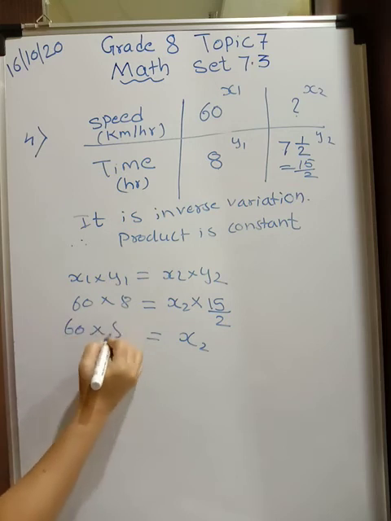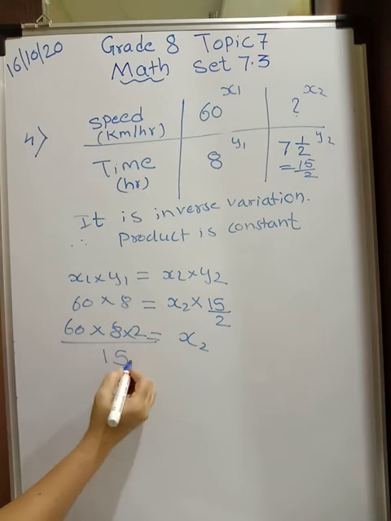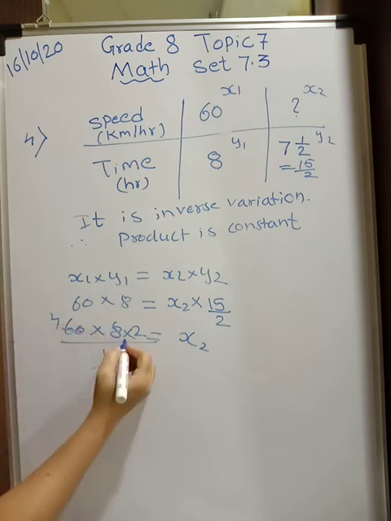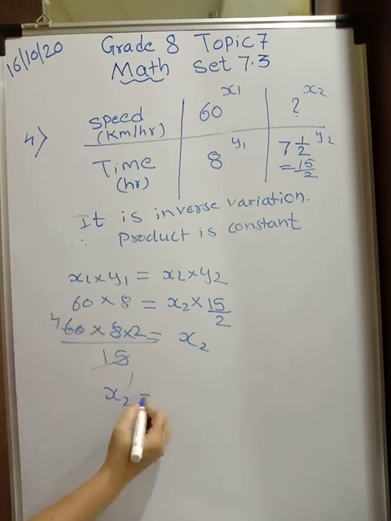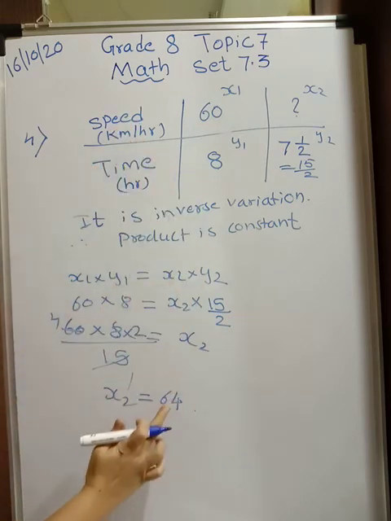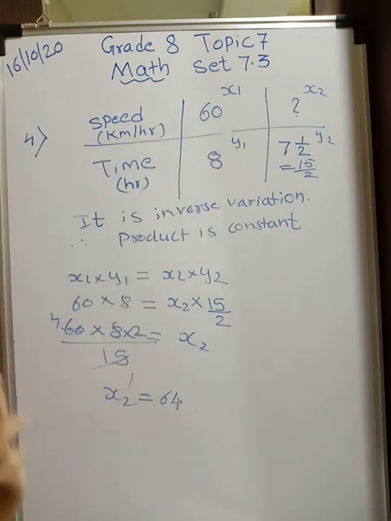60 into 8 into, now 2 will go in the numerator and 15 will come below. 15 ones and 15 fours are 60. Alright. Now 8 twos are 16. Okay, or 4 twos are 8 and 8 eights are 64. x2 is what? 64. That means the speed should now be 64 kilometers per hour. Initial speed was 60. So your speed should be increased by 4 kilometers per hour.